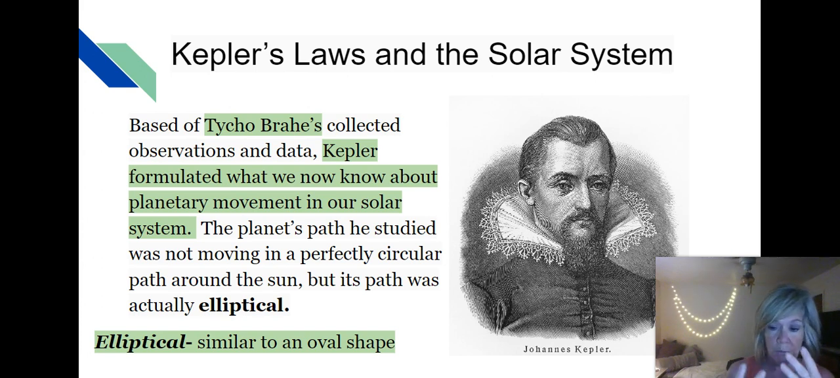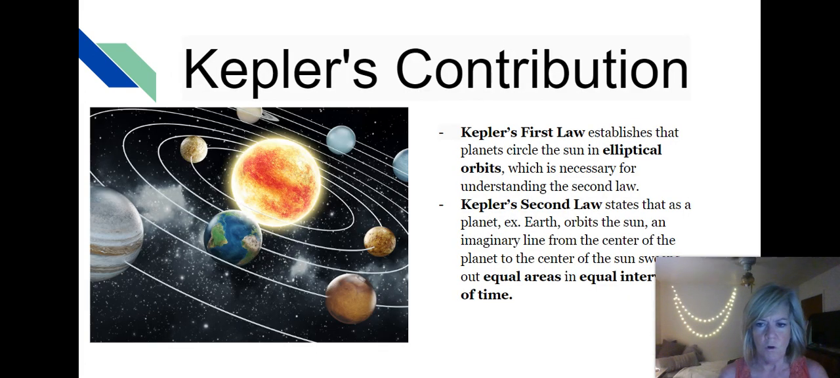It was actually what we would call elliptical. So if you take a perfect circle and then squish it and almost make it look egg shaped, that's elliptical. So elliptical is basically kind of oval.